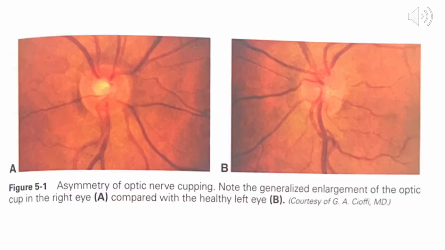Take a moment to observe the optic nerves shown here. This is a classic example of asymmetric optic nerve cupping. On the left, we see the right eye, labeled A, which shows a generalized enlargement of the optic cup. Compare that to the left eye, labeled B, where the cup appears smaller and the neuroretinal rim is more robust. This degree of asymmetry in cup-to-disc ratio, especially if it exceeds 0.2, is unusual in healthy individuals and should raise concern for unilateral or asymmetric glaucoma.